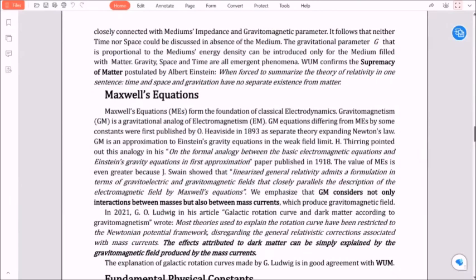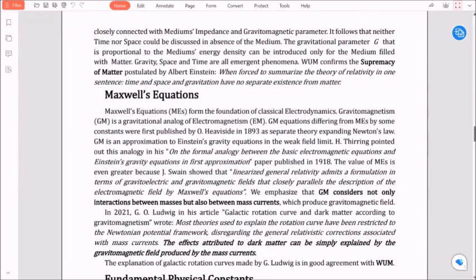Thirring pointed out this analogy in his paper On the Formal Analogy Between the Basic Electromagnetic Equations and Einstein's Gravity Equations in a First Approximation, published in 1918, shortly after the first paper of Einstein.